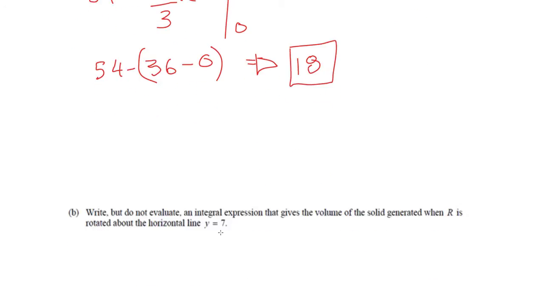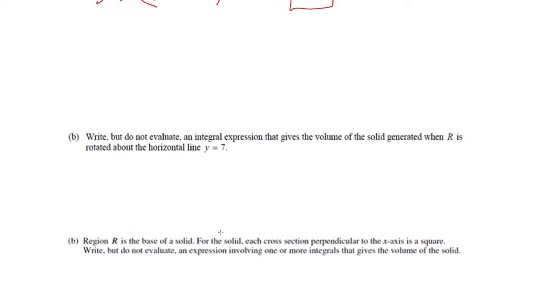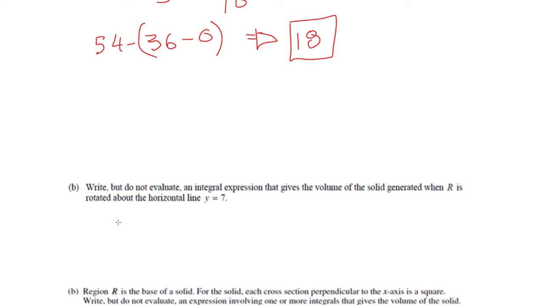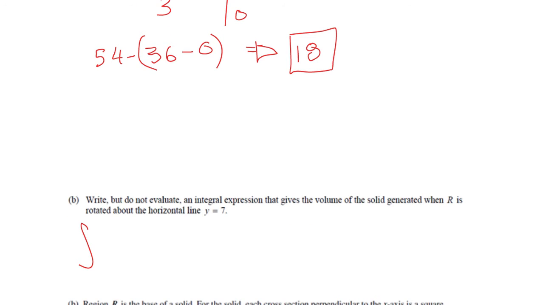Done. Part B. Right, but do not evaluate when rotating around y equals 7. So you're basically doing the same thing, but you're subtracting 7, and we're squaring them. So it's going to be the integral from where to where again? From 0 to 9. You need pi. Thank you, Joy. You keep catching me.